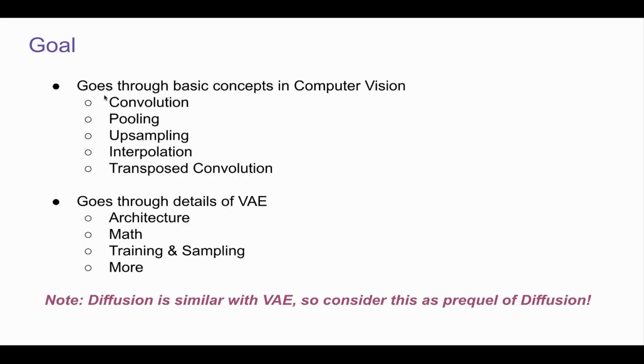Let's dive into it. In this talk, we will be going through basic concepts in computer vision, including convolution, pooling, upsampling, interpolation, and transpose convolution, and more. We will also go through details of autoencoders and VAE, including the architecture, the underlying math, the training and sampling details, and more. Note that diffusion is similar to VAE, so consider this as a prequel of diffusion.